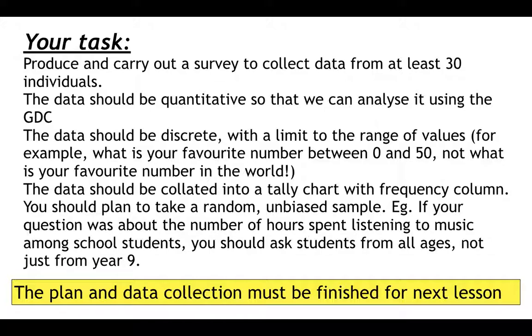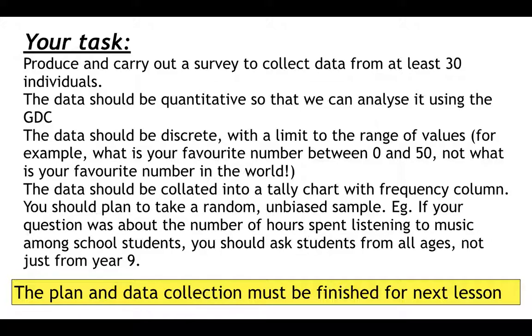The data should be quantitative so that we can analyse it using the GDC. So no eye colour, no favourite colour, favourite pet, things like that. Okay, it needs to be quantitative. It needs to have values associated with it. It should also be discrete. So I don't want you to go out and measure people's heights and come back with a whole range of values. You could do height to the nearest centimetre. That would be discrete because then people can only give you answers in centimetres, whole centimetres.